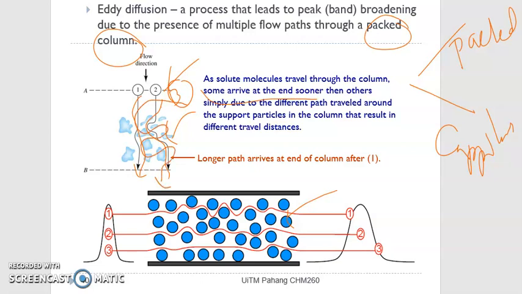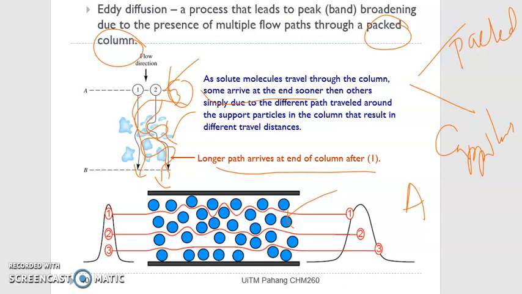Okay. So, it will take longer time as compared to the first path and the second path. Okay, so as you can see, the longer path arrives at the end of the column after. Okay, so this is what happens as eddy diffusion. Bila banyak path, dia akan lead to band broadening. So bila ada path, term eddy diffusion ni banyak jalan ni, so dia akan keluar berlainan lah.